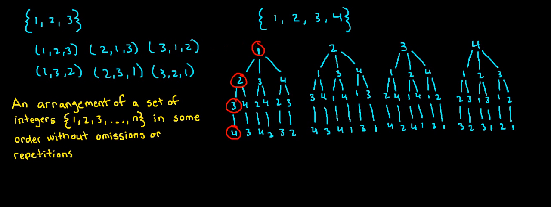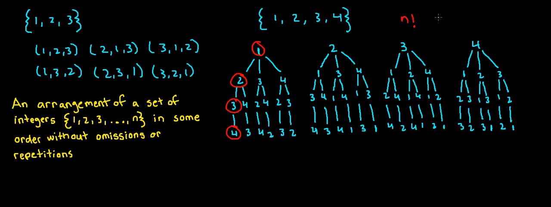You start with 1, go all the way down. What are the possible selections remaining? There are 2, 3, and 4. From here, what are the possible selections remaining for the next number? It'll be 2 for a set of 4, and then finally there will be 1. So an easy way to calculate the total permutations is to do n factorial, where n is the number of integers in the set.